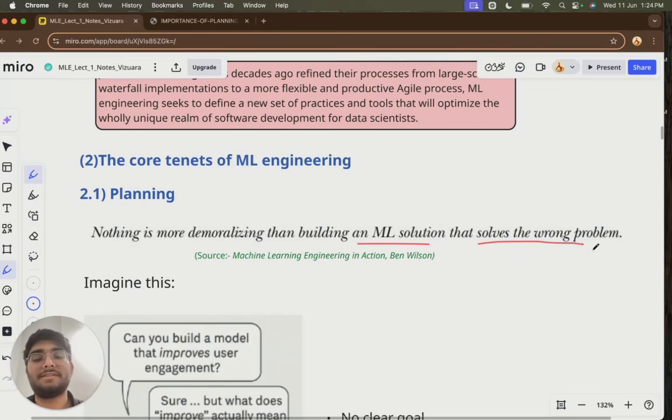Now imagine this. You are a data scientist in a team and you are given a target, and your target is to increase the email openings from the marketing team. So if any pop-up comes to a person, and if that is clicked by the person, then it's a hit.